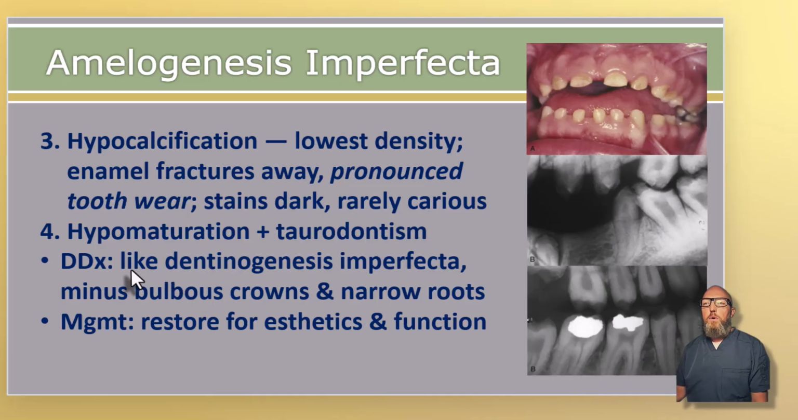And then type 4 is hypomaturation, so like your type 2, but including taurodontism. The differential diagnosis for Amelogenesis imperfecta is going to be with Dentinogenesis imperfecta, which we'll cover next, but DI tends to have bulbous crowns and narrow roots. Management of these, of course, is going to need quite a bit of restorations for aesthetics as well as function.